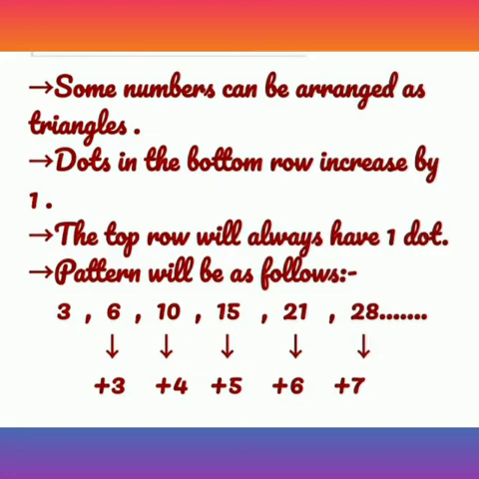Now what is the pattern? I will tell you. Now we will start with 3. From 3 we are getting 6. How? We are adding 3. Then after 6, 10 can be arranged as a triangle. That is, we are adding 4 to 6. Then you can see the pattern. Add 5 to 10. You will get 15 dots. Then add 6. Then add 7. Then add 8. So the numbers you get in that series, they can be arranged as triangles.